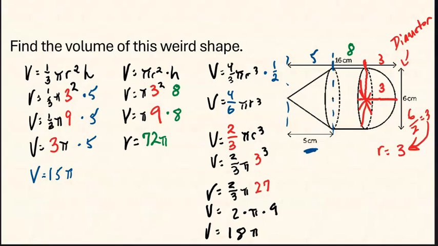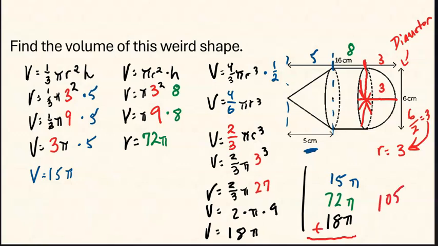Alright, now, all I have to do from here is add everything together. So I'm adding everything together, and I am getting 105 pi. That's that. So that's the end of solving 3D shapes.